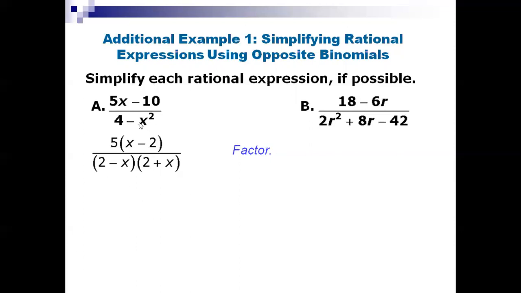In your denominator, this is difference of two squares. So therefore, the possible factors would be the product of the sum and difference of two terms. So that could be 2 minus x times 2 plus x.